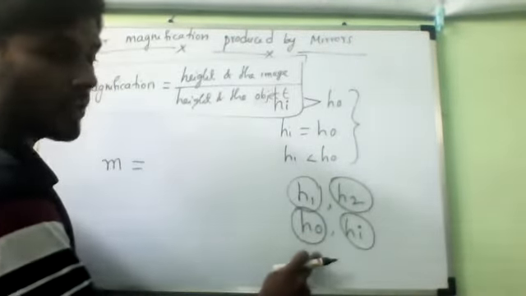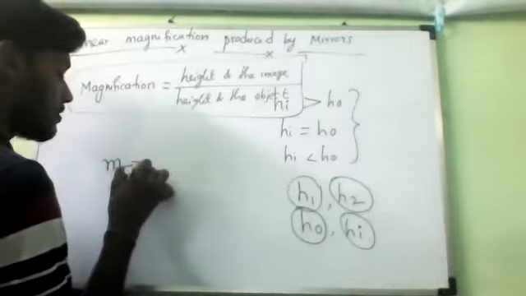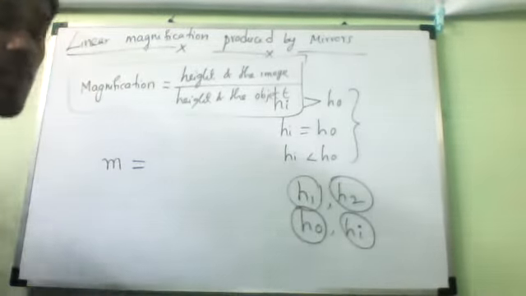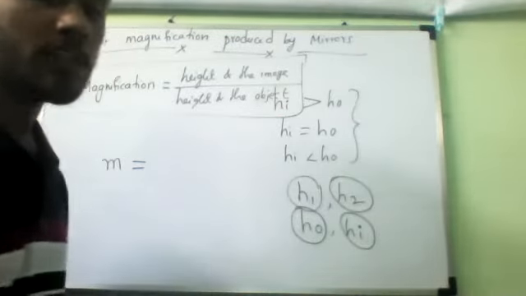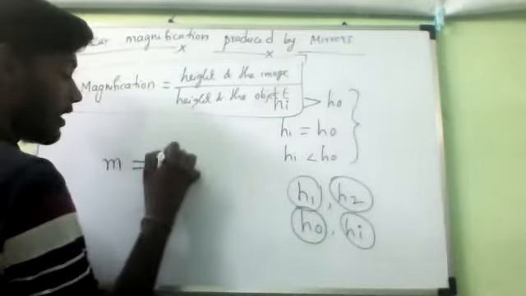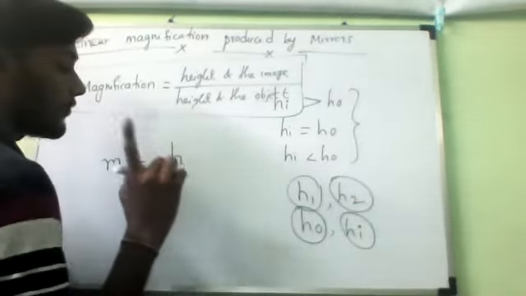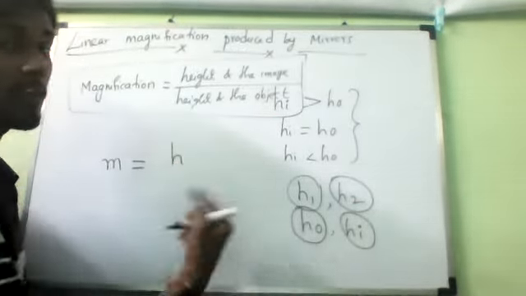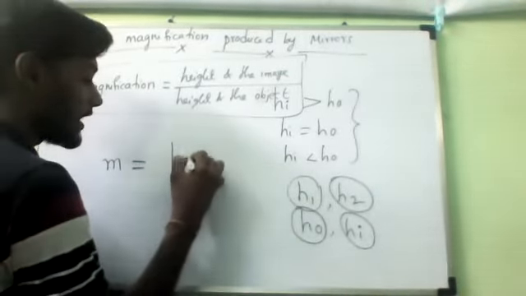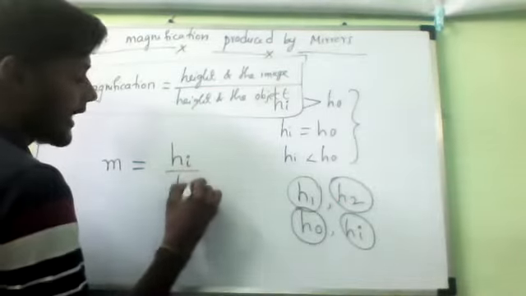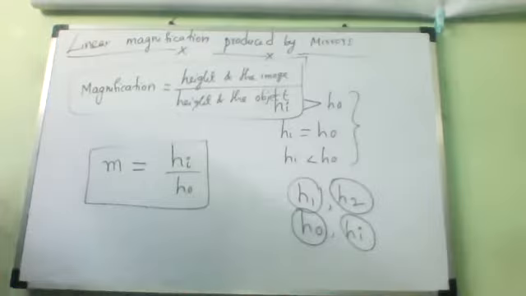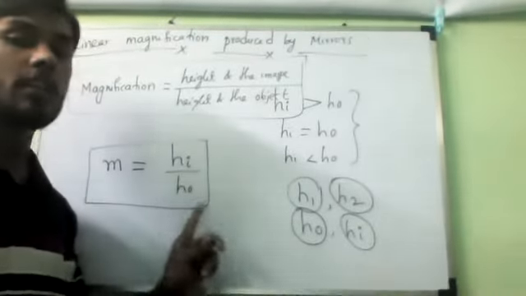HI and HO, sir. That is better. But textbooks will give H1 and H2. Most of our textbooks have given H1 and H2. So choice is yours. I won't force you, but don't get confused. Many will write height of the object divided by height of the image. But linear magnification is the ratio of height of the image divided by height of the object. That is what you should remember. Always compare the height of the image with the height of the object.